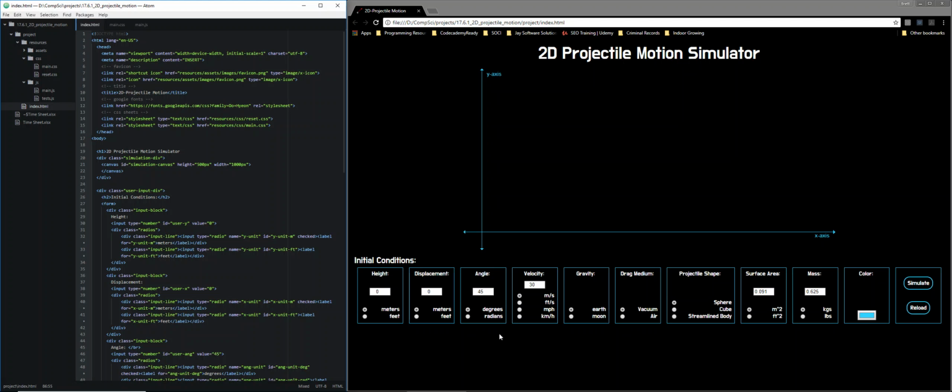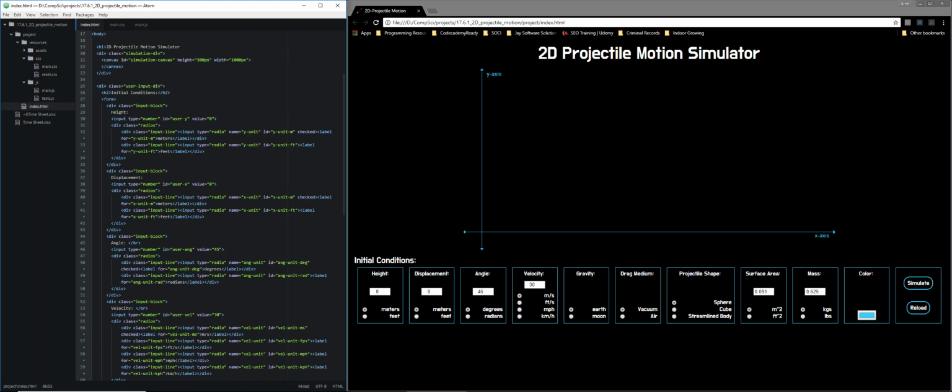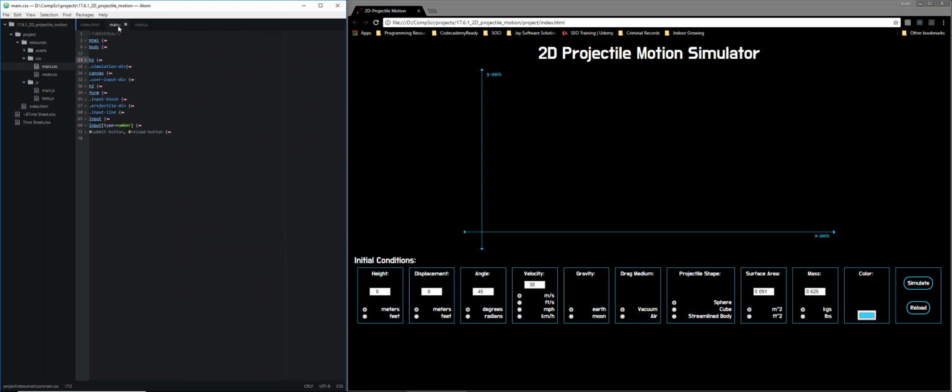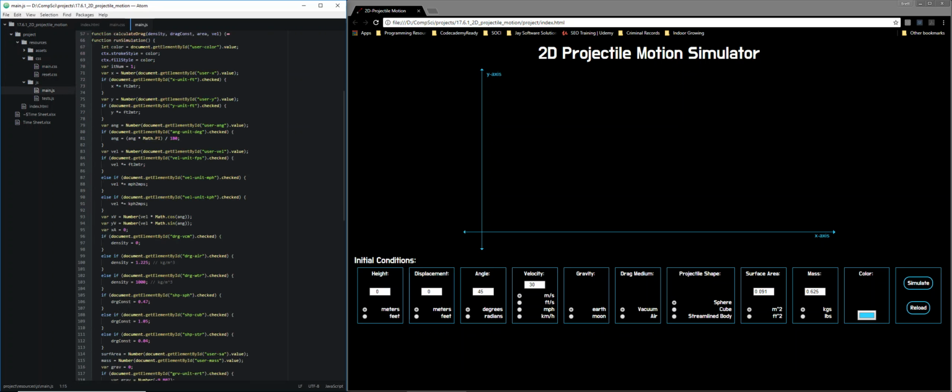My name is Brett Brewster, and today I am going to be going over a two-dimensional projectile motion simulation application that I created. It is built with HTML, CSS, and JavaScript. So here is our HTML file. Here is our CSS file. And here is our JavaScript file.